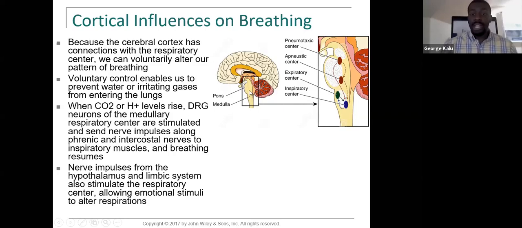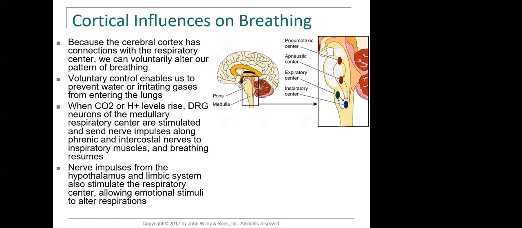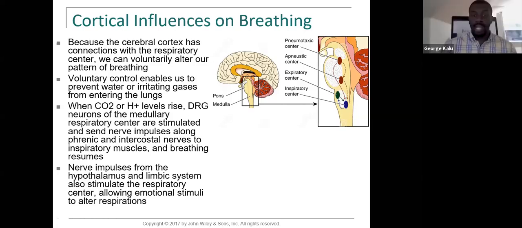Now these guys are able to operate without the input from the cerebral cortex. But if we want to consciously or voluntarily control our breathing, the cerebral cortex is going to have connections to the respiratory center and allow us to take over our breathing. We are able to voluntarily control our breathing, which is important because that helps us protect ourselves from letting too much water enter our system. For example, if we're swimming, we voluntarily control our breathing and prevent water from coming into our respiratory system and drowning us.